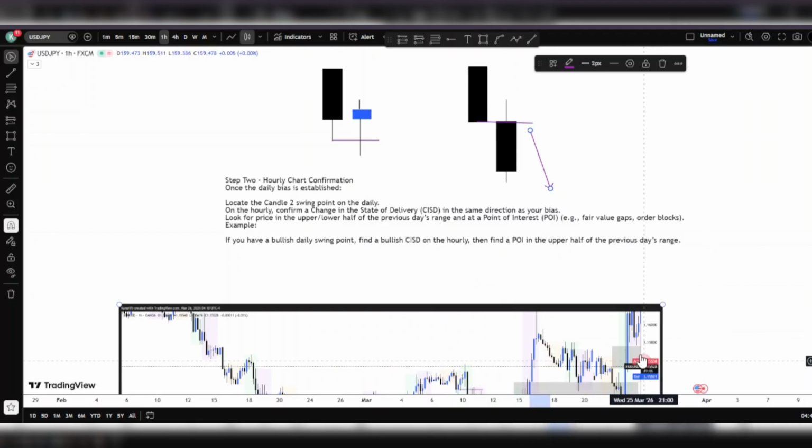And now you can go down to 1 hour and look for a change in state of delivery after a liquidity sweep. You can enter at a fair value gap, and what I want to see is a change in state of delivery with a fair value gap, because price will come to rebalance that imbalance and continue downwards.